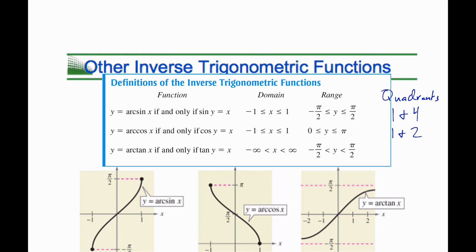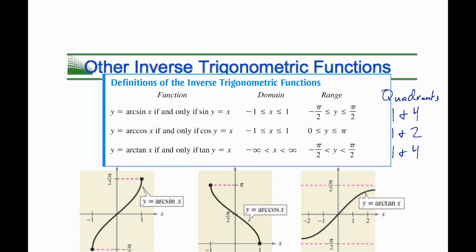For arctangent, same thing, inverse tangent. Y equals the arctangent of x if and only if tangent of y equals x. The domain in this one is infinite, or you have an infinite number of answers. It can go as high as you need or as low as you need. But anyways, the range is between -pi over 2 and +pi over 2. So again, we're focusing on quadrants 1 and 4, just like we did for the sines.